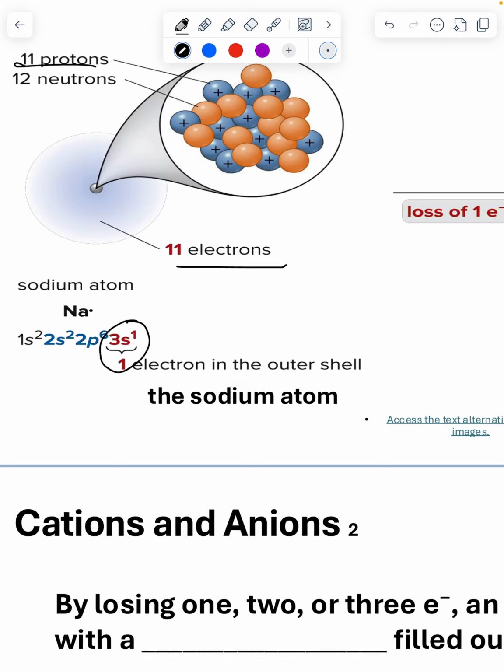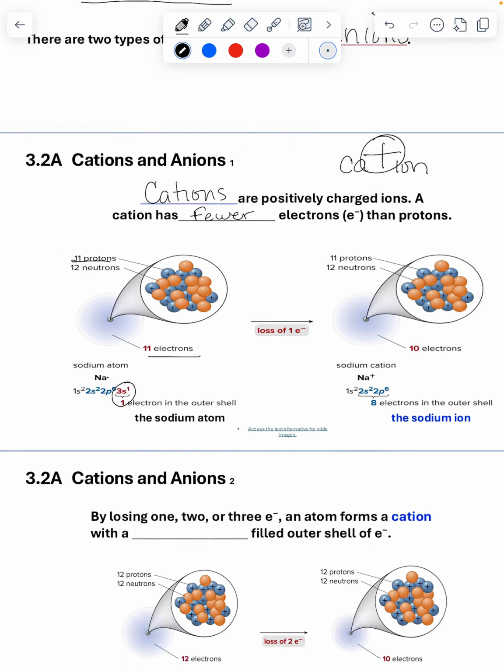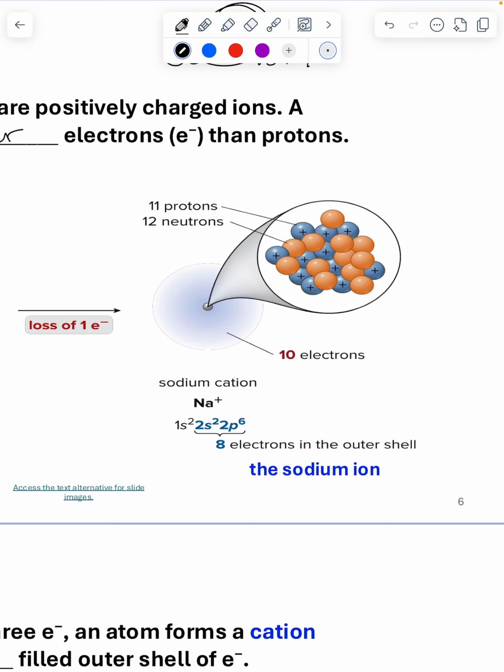So if sodium were to lose that 1 electron, then we would have 11 protons still, but now we only have 10 electrons. Remember, protons are positive and electrons are negative. If we add these numbers together, we get +1. And so this ion of sodium is going to have a charge of +1. That is indicated by this symbol here.